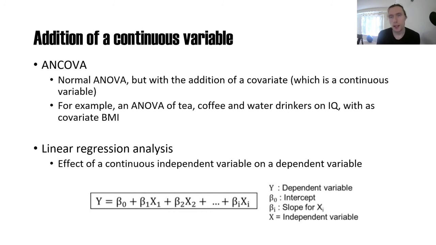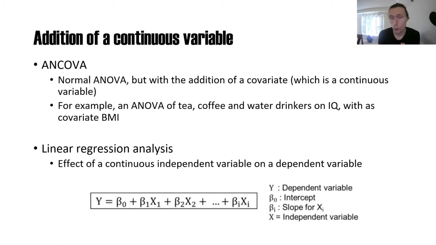However, basically, in an ANOVA or an ANCOVA, you always have at least one categorical independent variable. So if you would just want to look at BMI score on IQ, then the ANOVA is not the right thing. In that case, you would have to do a linear regression.